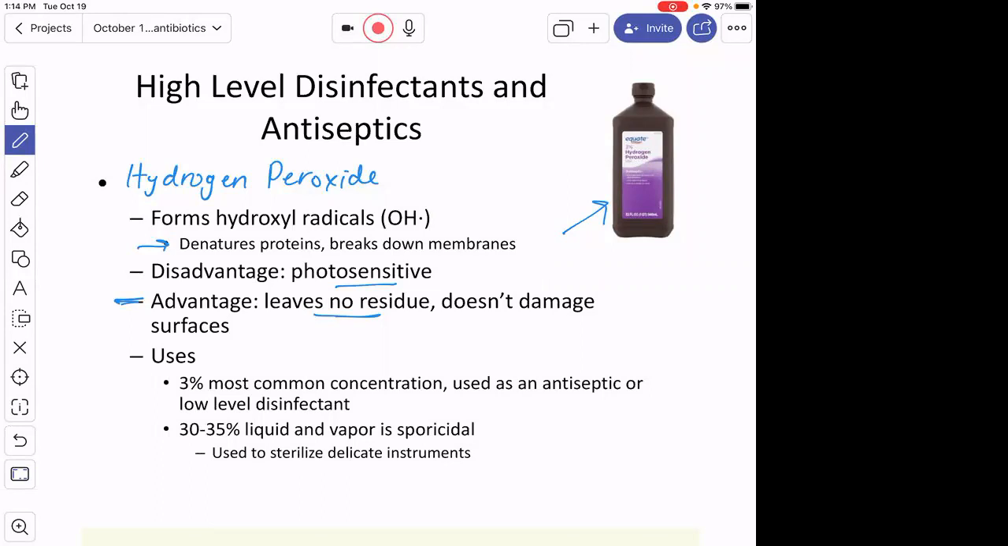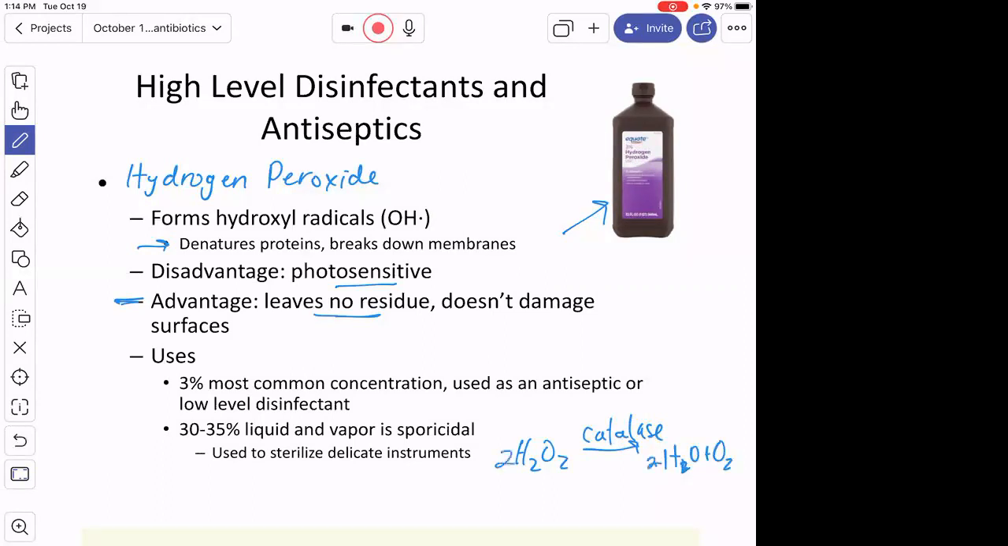So if you remember, I think we talked about this, we produce an enzyme that will detoxify hydrogen peroxide, and lots of bacteria actually can make it as well. It's called Catalase. And that detoxifies hydrogen peroxide just into water and oxygen.